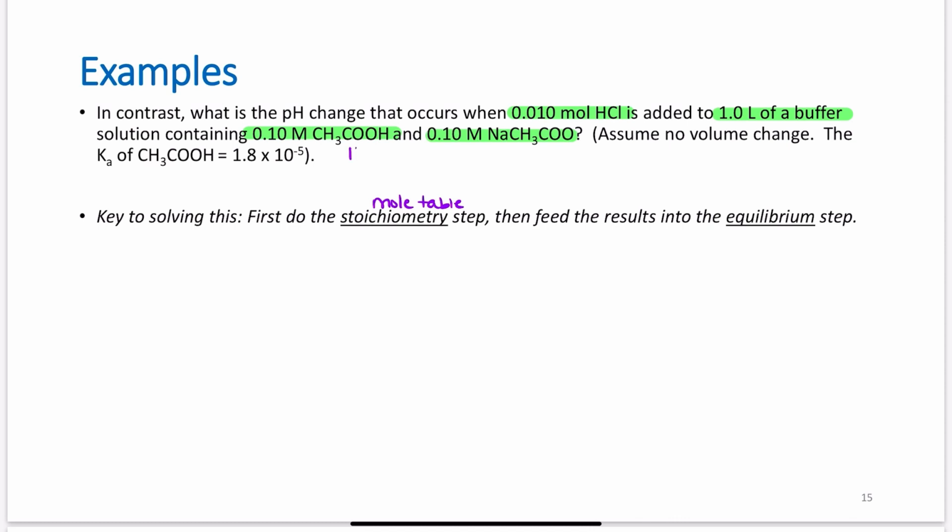We can also simplify this and recognize our acetic acid is HA, and our sodium acetate, sodium is a spectator ion, acetate is our A-. So we have a weak acid conjugate base buffer system. What's going to happen when I add acid? Let's first look at the pH of the system before we add the acid.